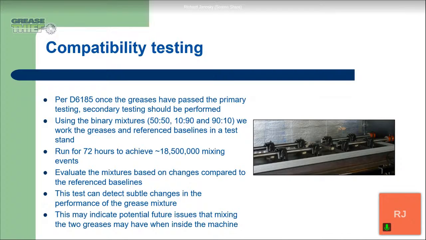And then we mix, or work, those greases and the reference baselines in the test stand you see there on the right. It's got some small bearings. They run for 72 hours to achieve a little over 18 million mixing events. So plenty happening in those 72 hours for us to be able to evaluate the change. And once the runtime is up, we sample per D7718 to get the representative sample from our bearings.